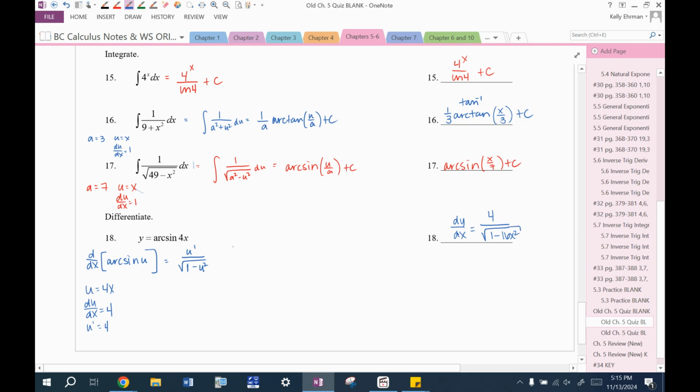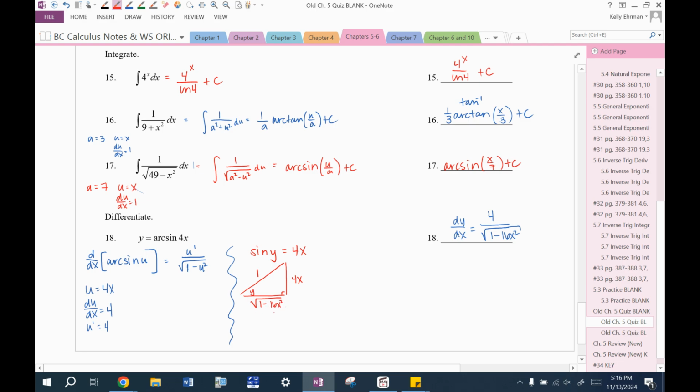So formula, pretty easy. Triangle method, you'd have to say, all right, I'm going to take the sine of both sides. So if y equals the arcsine of 4x, then sine y equals 4x. And then you can make a triangle based out of that. The angle is y. The opposite is 4x. The hypotenuse is 1. Pythagorean theorem solves the last side: square root of 1 squared minus 4x squared, the quantity, so 16x squared.